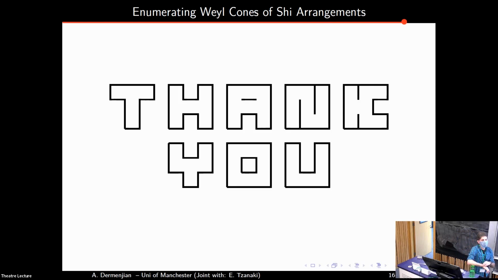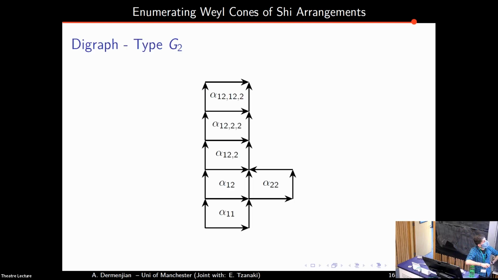I went fast at the end, so if there are questions near the end, feel free. If there's no question, I do have more graphs. So this is the type G2 digraph. We might need a second to formulate the question. That's okay. Take this time to formulate the questions.